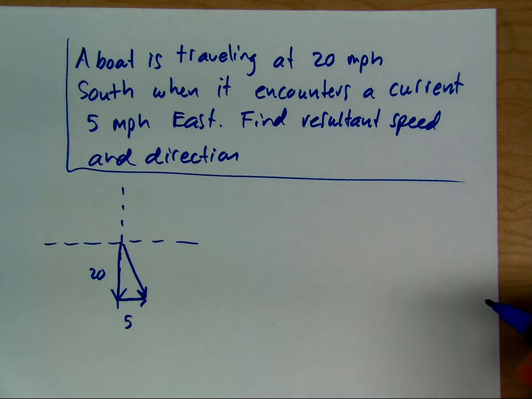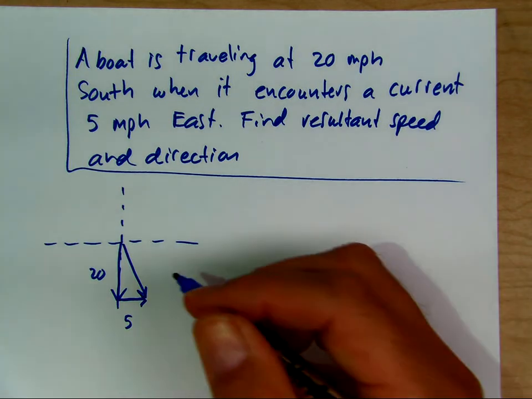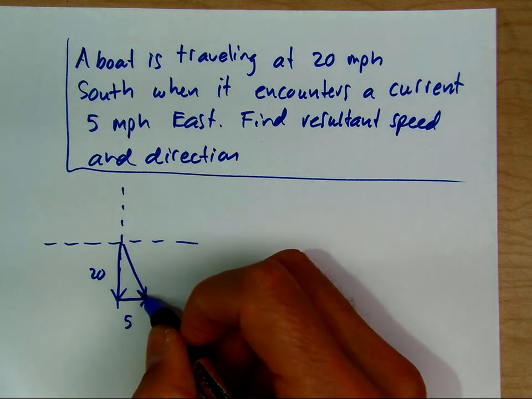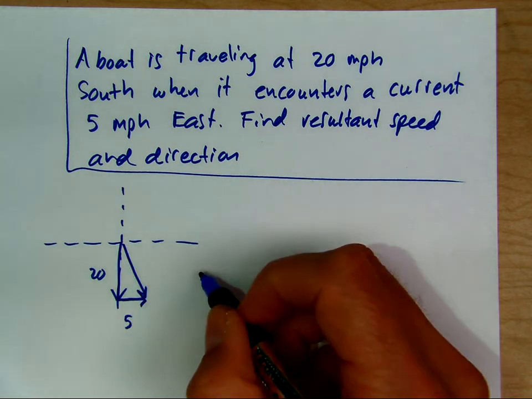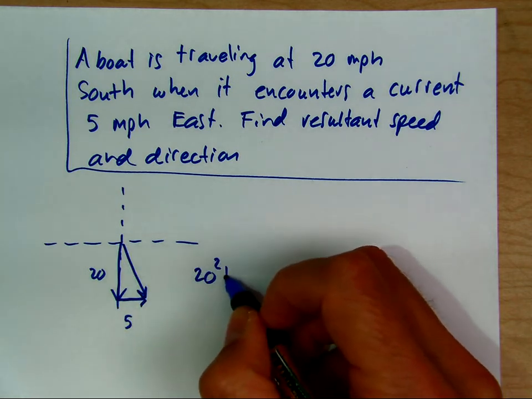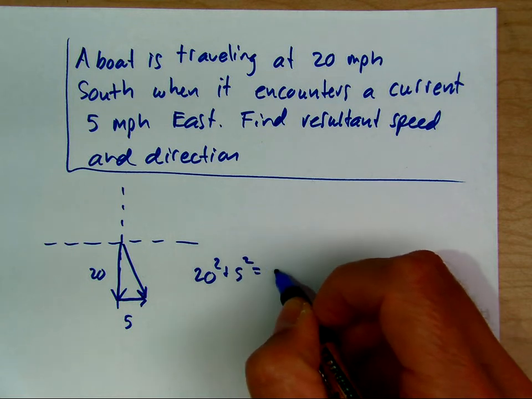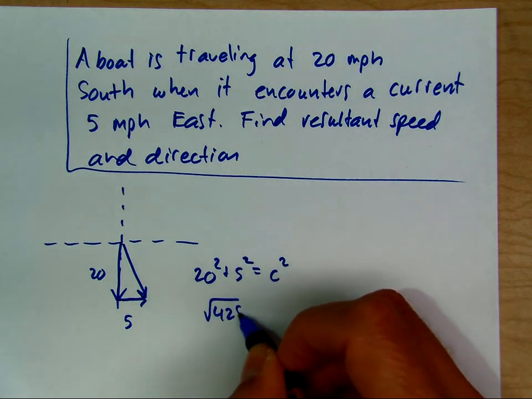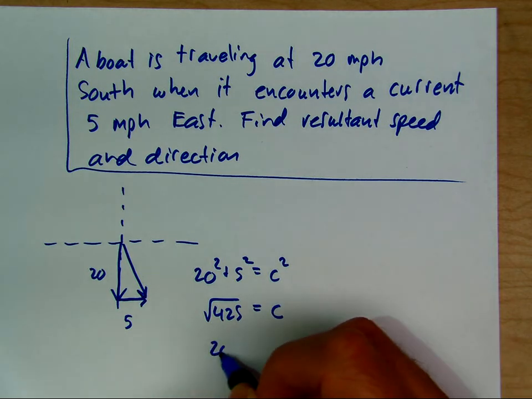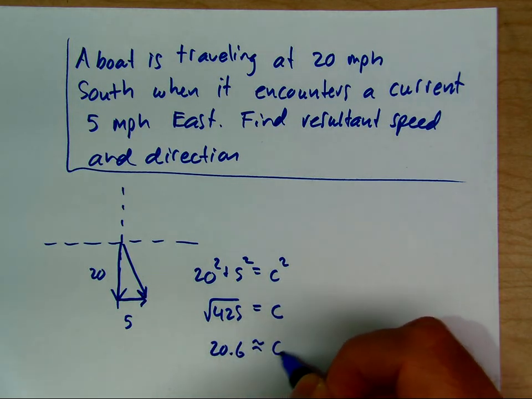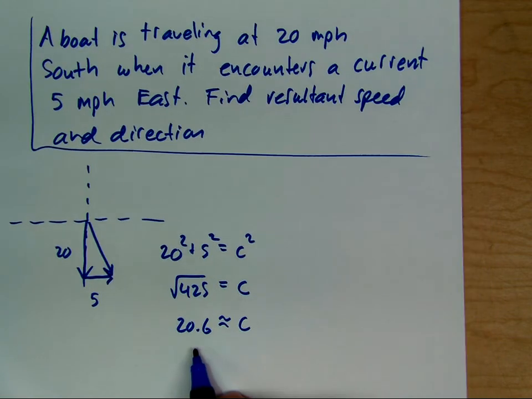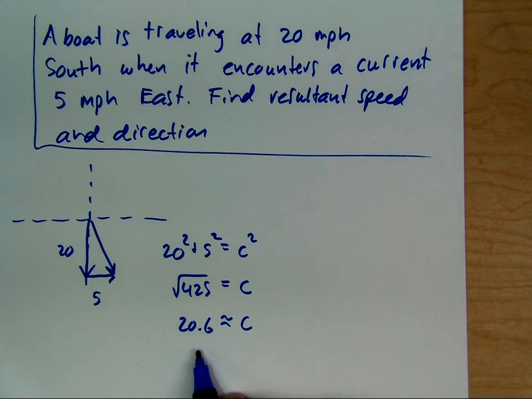Now we see that it is a right triangle, so we can find the magnitude of the resultant, and that will be the speed. 20 squared plus 5 squared equals c squared, square root of 425, and we get about 20.6. And that'll be the speed of the boat in the current.